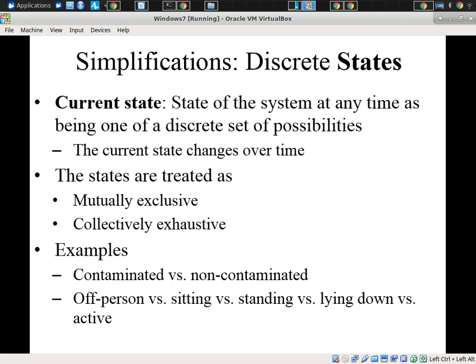Are people comfortable with this notion of dividing up the possibilities for a given question into a set of categorical classes, where the situation that a person's in will evolve between different classes as they go through, say, the day and time passes? Does that make sense to people?